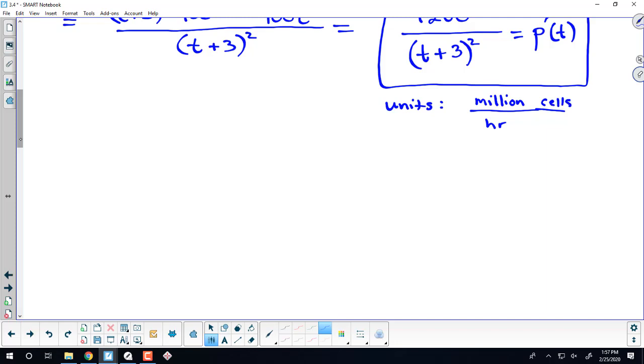However specific you want to get with that, those are the units. So like if the derivative were 5, we would say that at whatever time that was, the population was growing by 5 million cells per hour. If it were -10, we would say that the population was decreasing by 10 million cells per hour.